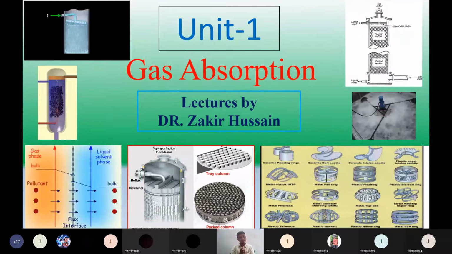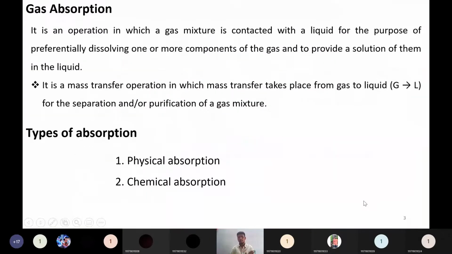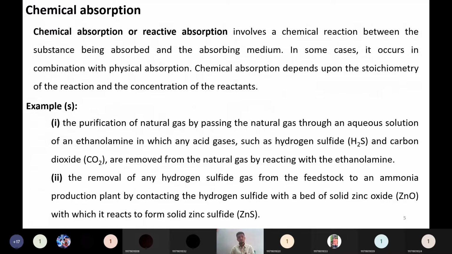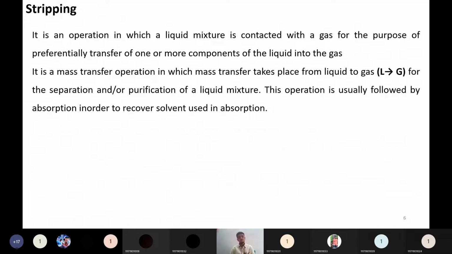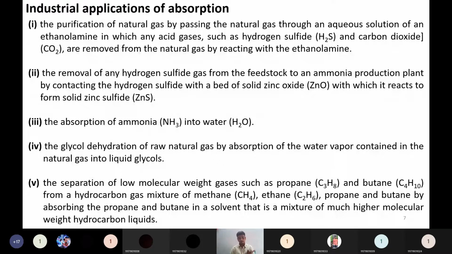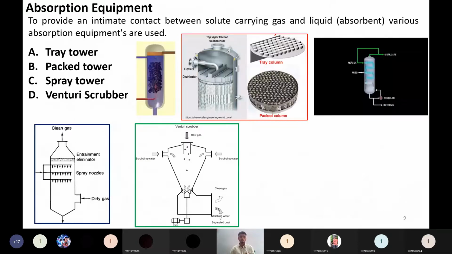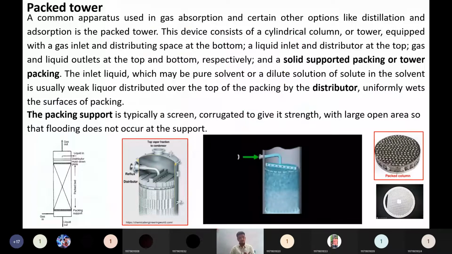So until the last class, we were seeing gas absorption. In gas absorption, we have covered all the topics in the contents: gas absorption, its definition, types of absorption, physical absorption and chemical absorption. Then stripping definition we have seen. Then industrial applications of the absorption process. Then the criteria to select the solvent for absorption as well as stripping we have seen. Then absorption equipment, and in that, in a very brief and detailed way, we have seen packed columns.